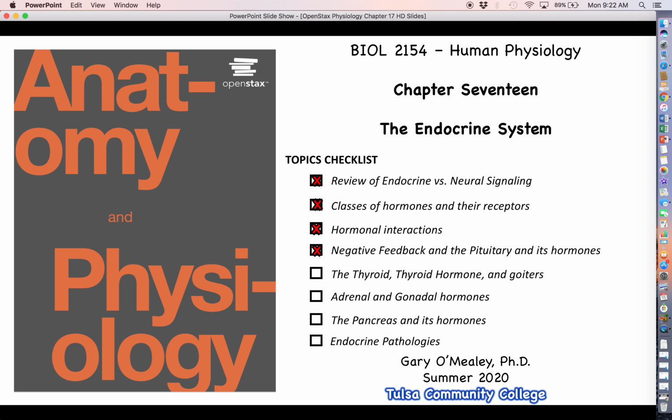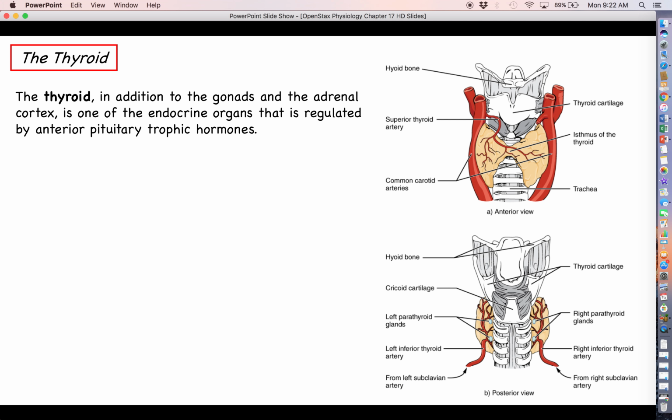But what we are going to discuss in this video is definitely a case in which we've got a gland, the thyroid, which is definitely regulated by the hypothalamus and the pituitary. So, like I just said, the thyroid is one of those cases, and the gonads, testes, ovaries, and the adrenal cortex are the other examples. Pretty much everything else is going to be acting independently of the anterior pituitary and the hypothalamus.